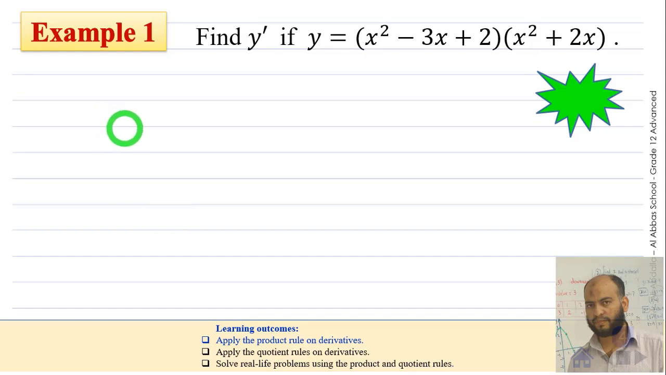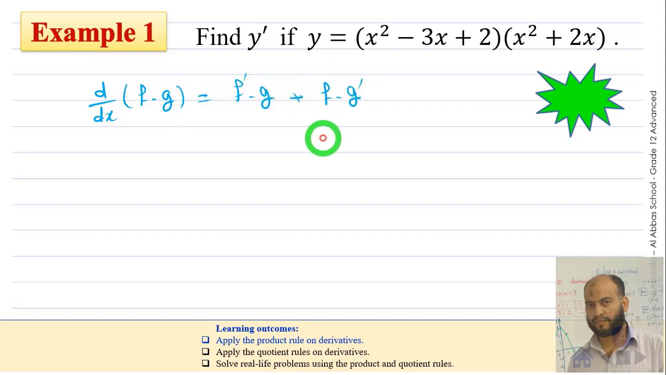The product rule states that the derivative of f times g equals f prime times g plus f times g prime. How can I remember this rule in an easy way? Let me tell you how you can remember this rule easily.